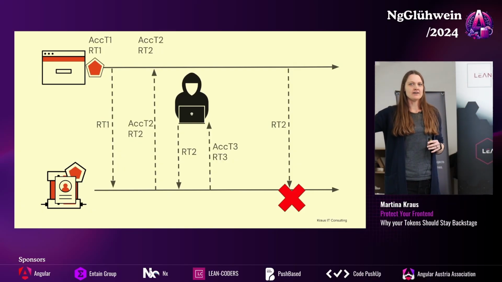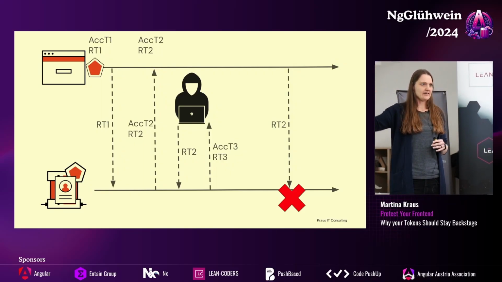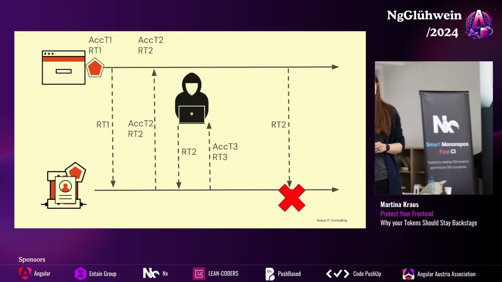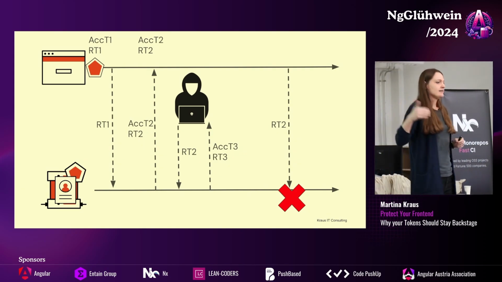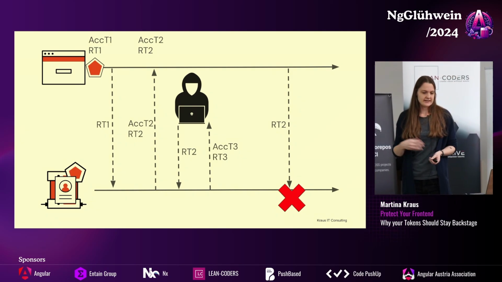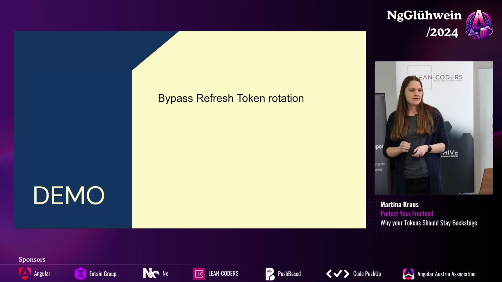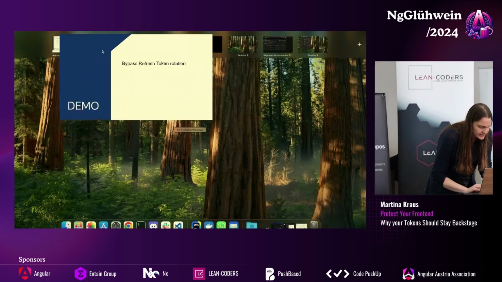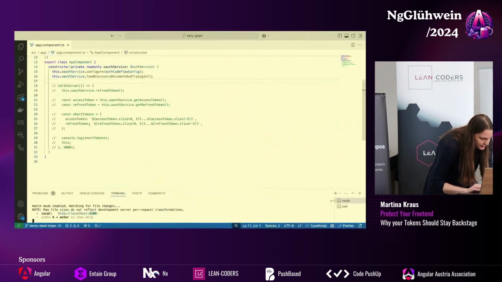Access tokens go to our API, so it's hard to revoke access tokens. But since the refresh tokens are controlled by the identity provider, they can be revoked anytime, as the identity provider keeps a state of that. Let's see how we can bypass this refresh token rotation. For that, let me shortly make some adjustments.